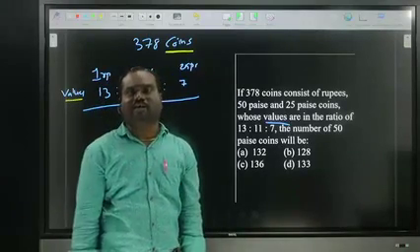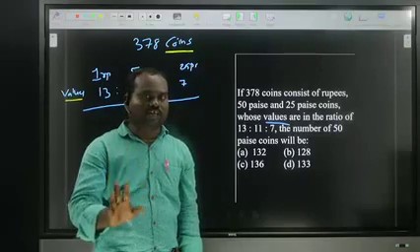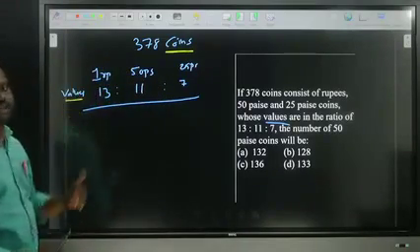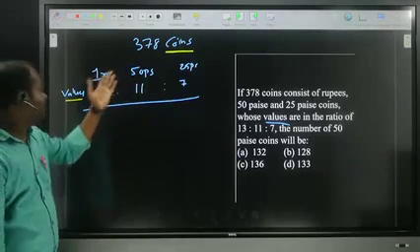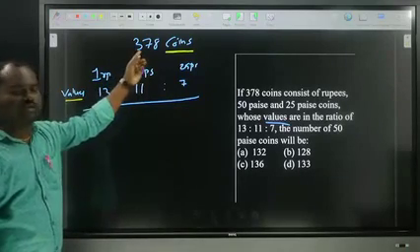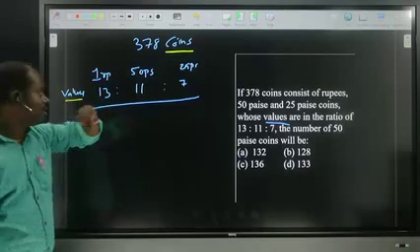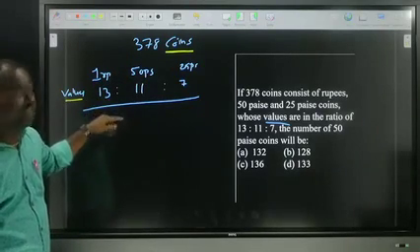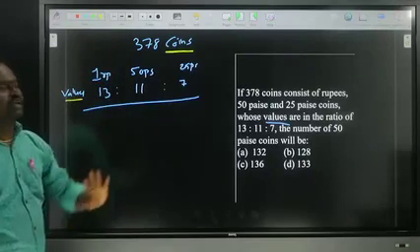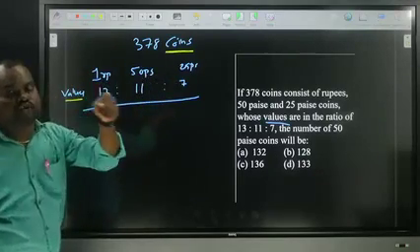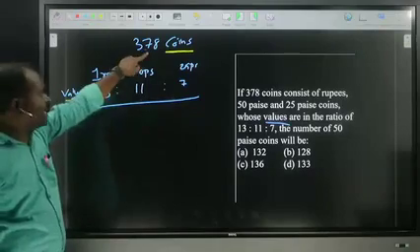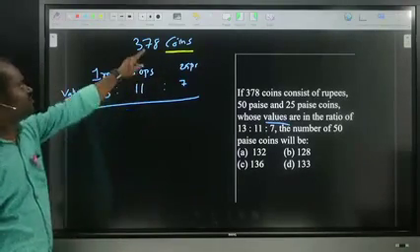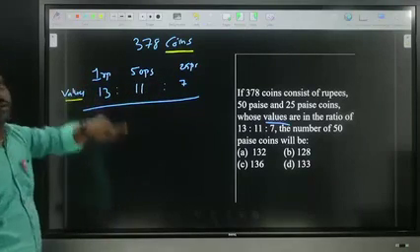While converting, always convert the ratio only. We can't convert the other one. Always convert the ratio only. That means if it is coins, the ratio should be coins only. If it is value, the ratio should be value only. Now it is coins, so we should bring the ratio to coins.